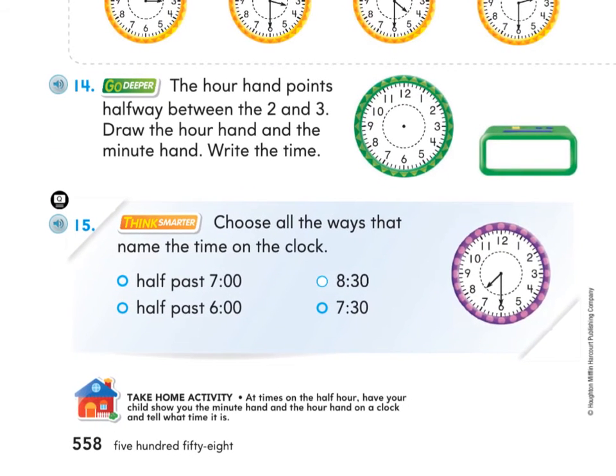Then, number 14 here, it says the hour hand points halfway between the 2 and the 3. Draw the hour hand and the minute hand, write the time. So you're going to draw your hour hand from the middle, and it's going to touch that little dotted line. And then you're going to draw your minute hand, pointing to the correct number also, and it's going to go a little bit past this dotted line. Then you're also going to write the time over here, and you're going to write it with the hour, and then colon, and then the number of minutes.